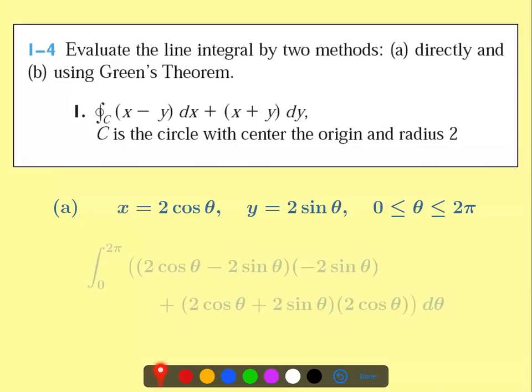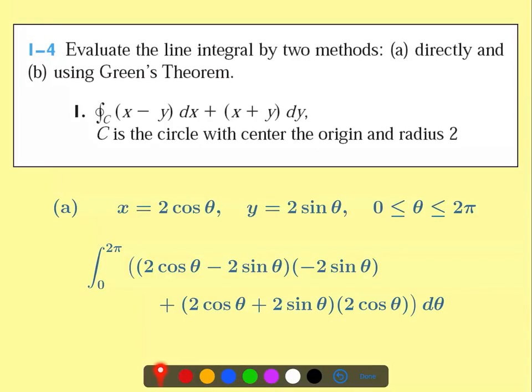And I could probably just write this down. The integral is going to be 2 cosine theta for the x here minus 2 sine theta for the y. So this is x minus y: 2 cosine theta minus 2 sine theta. And then I want to multiply that by dx. dx is going to be minus 2 sine theta d theta. Then we want plus x plus y. x plus y is again 2 cosine theta plus 2 sine theta for those. Then we get dy, and dy is going to be 2 cosine theta d theta. So that's what's written here.